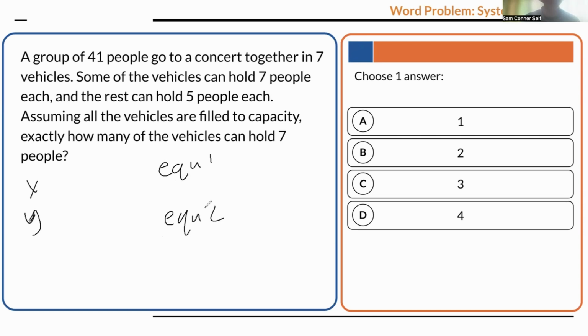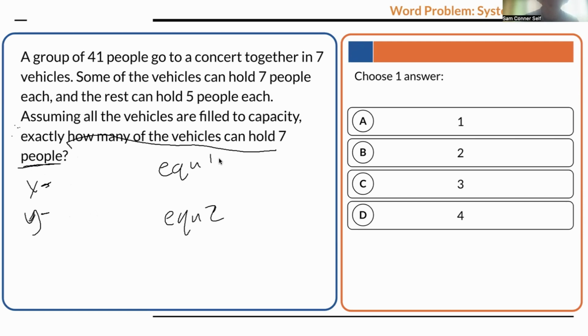Right? And then we have to determine what each variable is going to correspond to, which means we need to go back to the question. This last sentence is where you're going to find what they're asking us for. It says that assuming all vehicles are filled to capacity, exactly how many of the vehicles can hold 7 people? So what they're asking is this last bit, how many of the vehicles can hold 7 people? We're going to use that to start to solve the question.